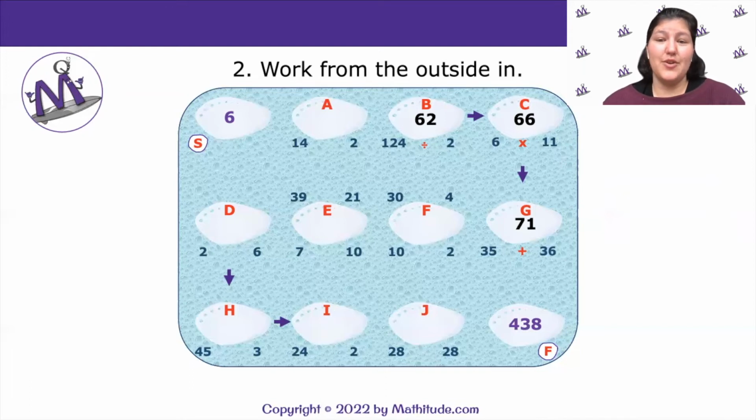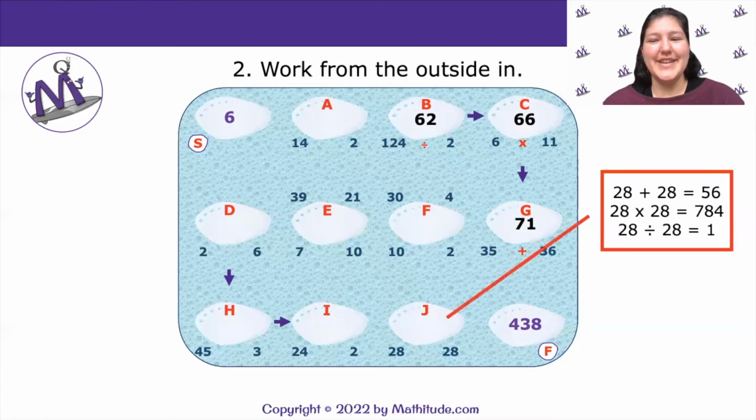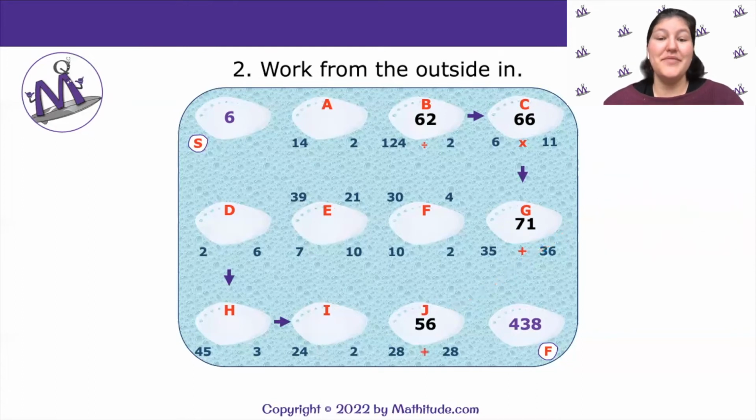The key, believe it or not, is down at J. Here are the options for J: 56, 784, and 1. 1 is too small, 784 is too big, so it must be 56. This means we have to visit J before B because 56 is less than 62. So we can fill in some more of the path.